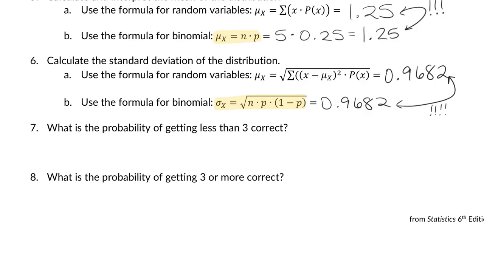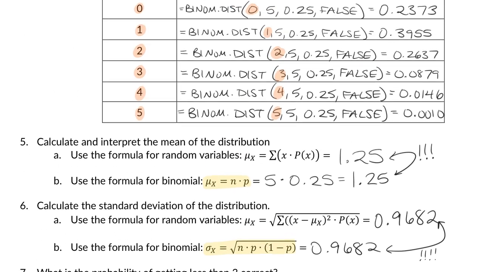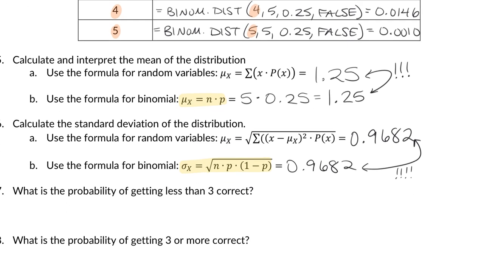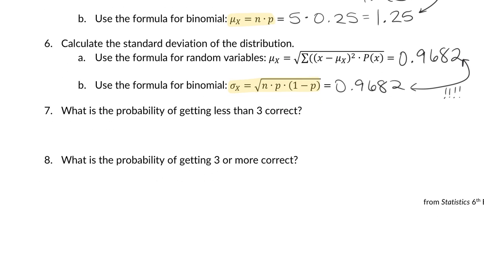So the questions that we can start to ask and answer, I guess I should say, is questions like number 7 and 8. It says, what is the probability of getting less than 3 correct? Let's first off do this the easy way. You have a table. Which of the numbers in your table for x are less than 3? 2, 1, and 0, which means we could take this probability, and this probability, add them together. But that's very rudimentary. And what if we didn't have a table? Instead, we can do the following.